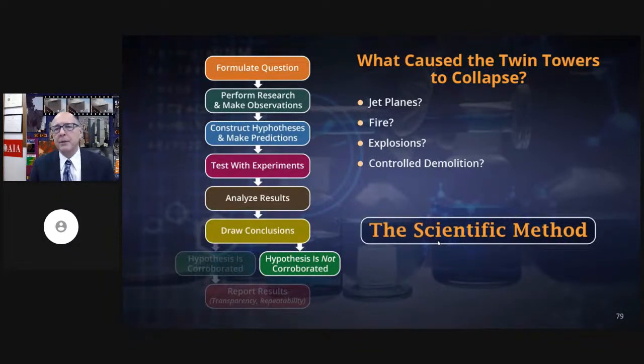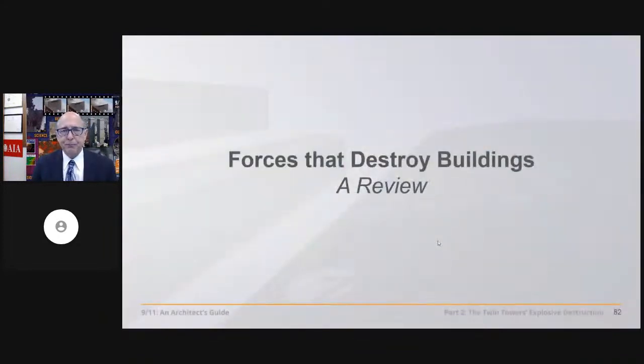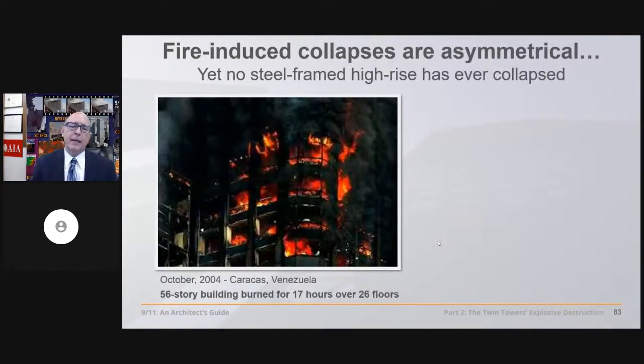If the hypothesis is not corroborated, as we'll find NIST's was not, we go back. We construct a new hypothesis, as we're doing today, until we have a hypothesis that is corroborated, supported by the experiments, the results, the predictions, and so forth. So let's begin by doing some background research. That's the first step, well, one of the first steps, an early step in the scientific method.